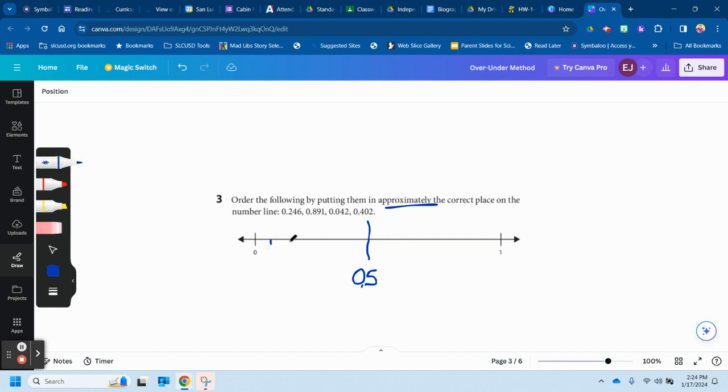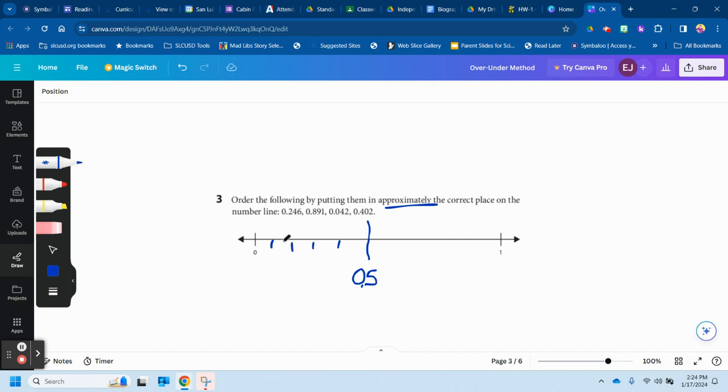1, 2. Remember, it's approximately. So this probably should be over a little bit, but I'm getting better. I'm kind of bad at this, kind of eyeballing this. I need to do exact measurements.